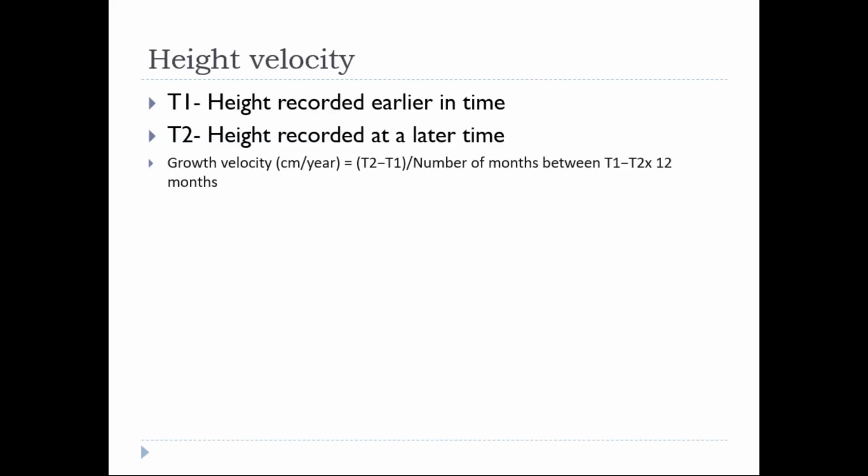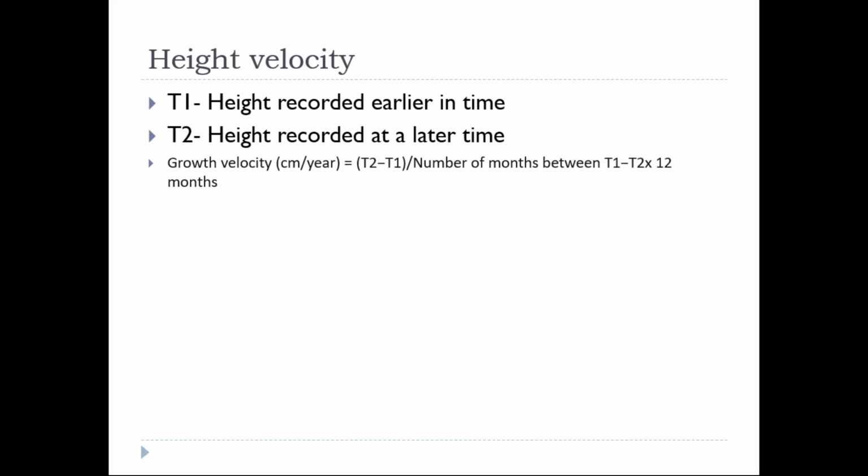Okay, so this is the height velocity, or the growth velocity. Suppose you calculate the height today, say T1, then you calculate it at a later time, say after 6 months, that is T2. So the difference, T2 minus T1, whatever centimeter it is, divided by the number of months between T2 and T1, say 6 months, into 12. That will give you your growth velocity per year. Okay, this is how you calculate the growth velocity.